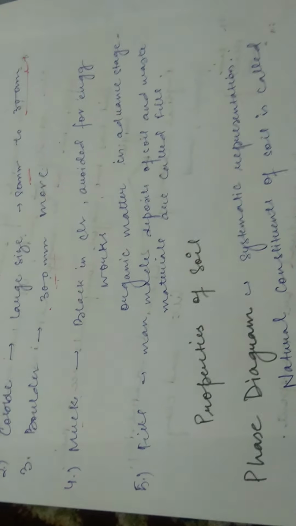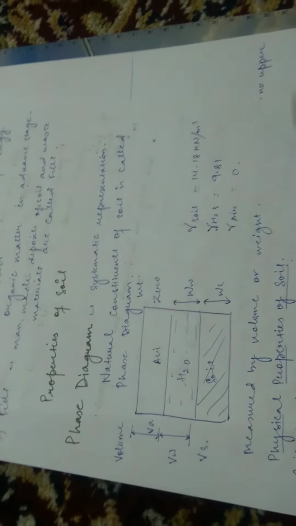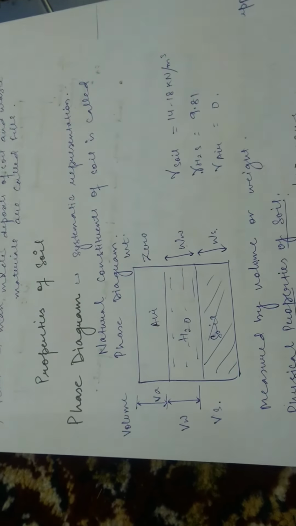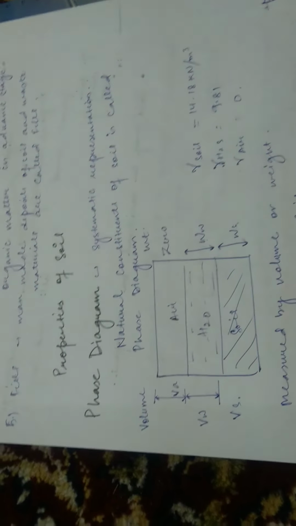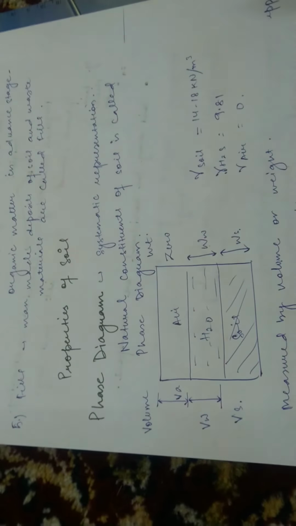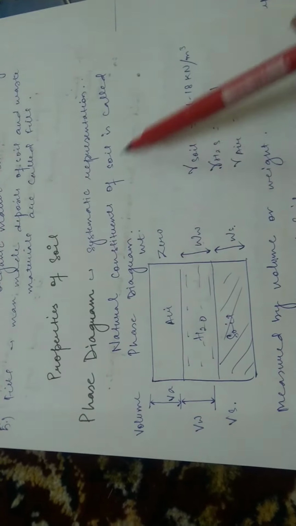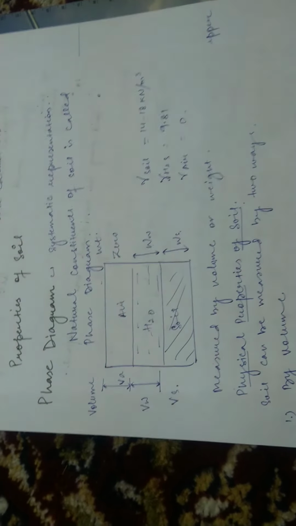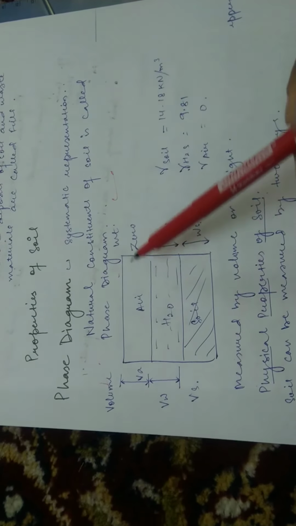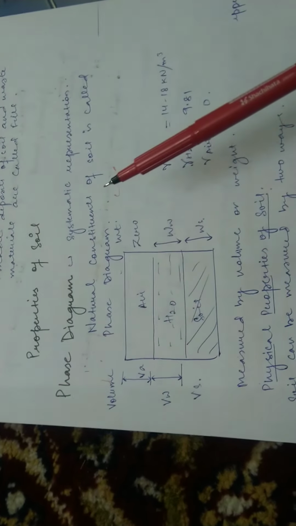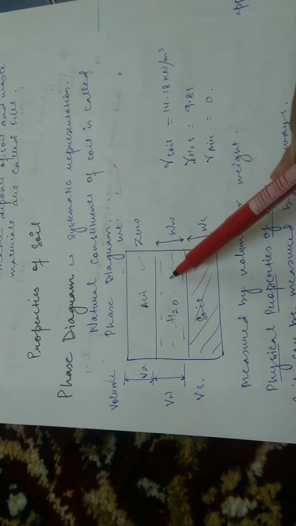Now moving on, the next topic is the properties of soil. Now the properties of soils could be discussed and explained on the basis of a phase diagram. Now the phase diagram is a systematic representation of the natural constituents of the soil. Now the physical properties of the soil can be measured in two ways: by volume and by weight. By volume, it has three major components, and those are air, water and soil.